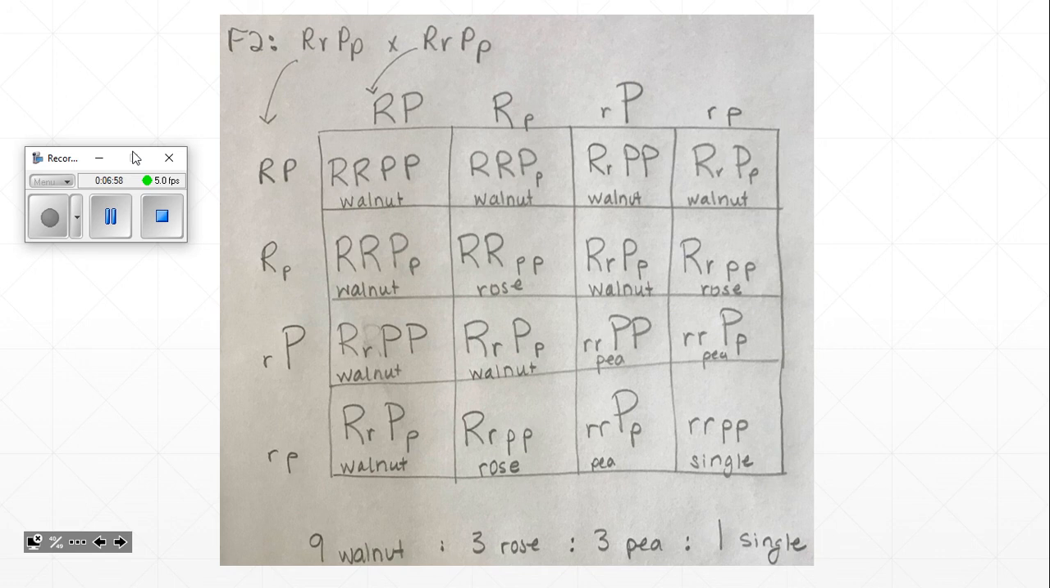These 3 right here, kind of in the bottom right corner, all give me the P phenotype. I do not have a copy of the dominant R allele, but I do have at least one copy of the dominant P allele. And we said that that is how I get the P comb shape. And down at the very bottom right, just like in a dihybrid cross, I get one possibility where the organism is homozygous recessive for both genes. And in this scenario, it gave me a single comb shape.